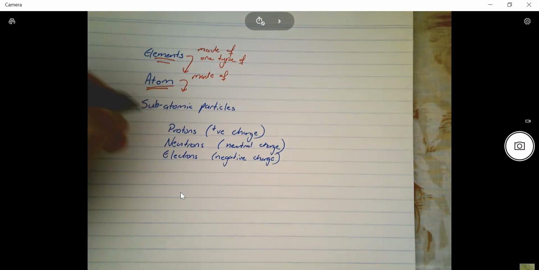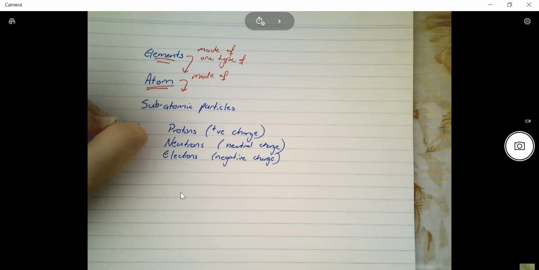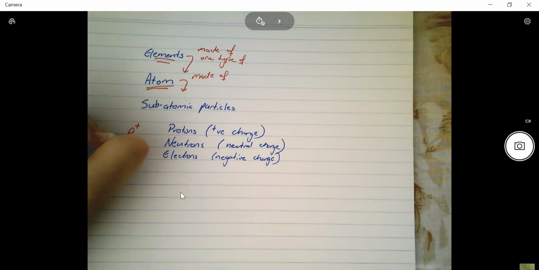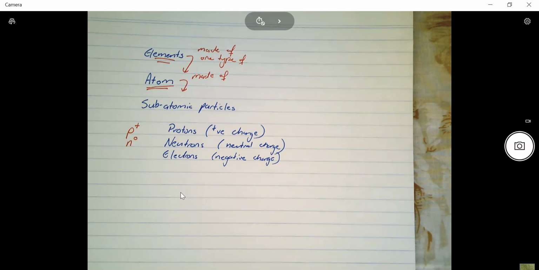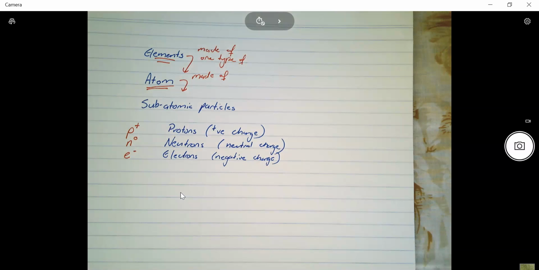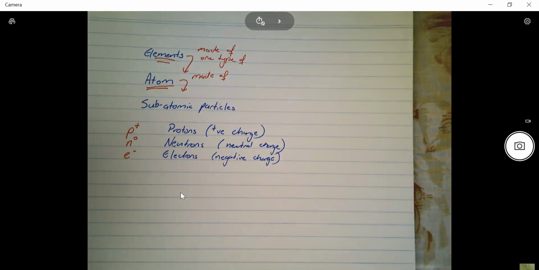Protons, which we can write as like this, protons have a positive charge, neutrons have a neutral charge, so we often write a 0, and electrons have a negative charge. So we write that with a little negative symbol. Now I'm going to draw a very basic diagram at the moment. This is not a Bohr diagram. This is a very basic diagram of an atom.